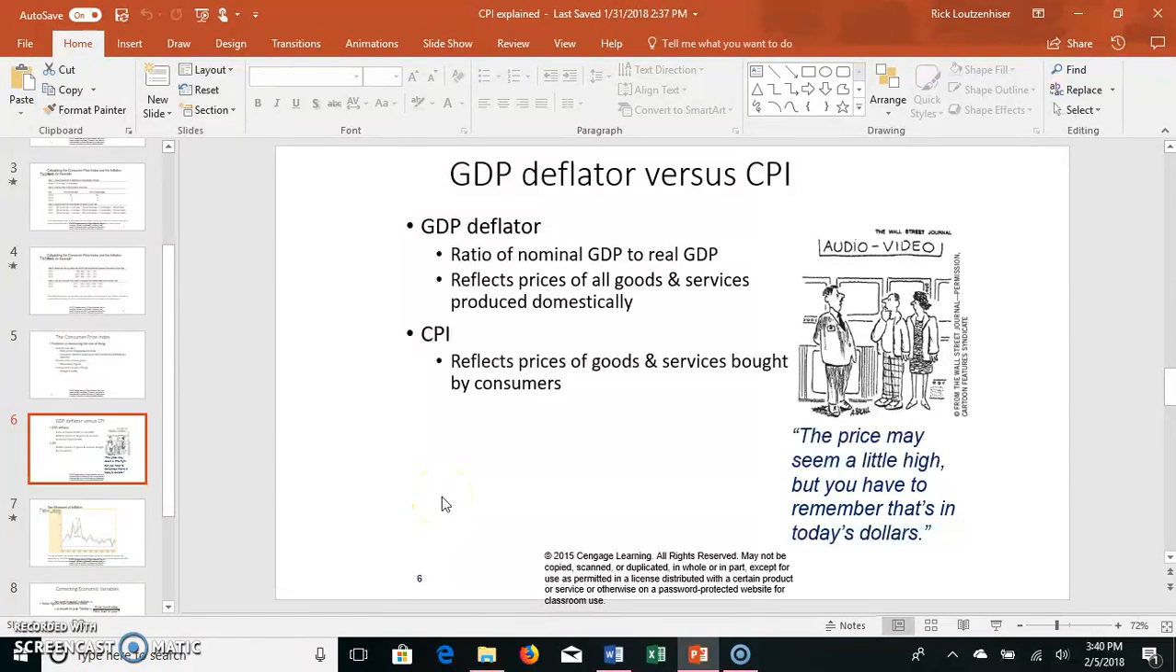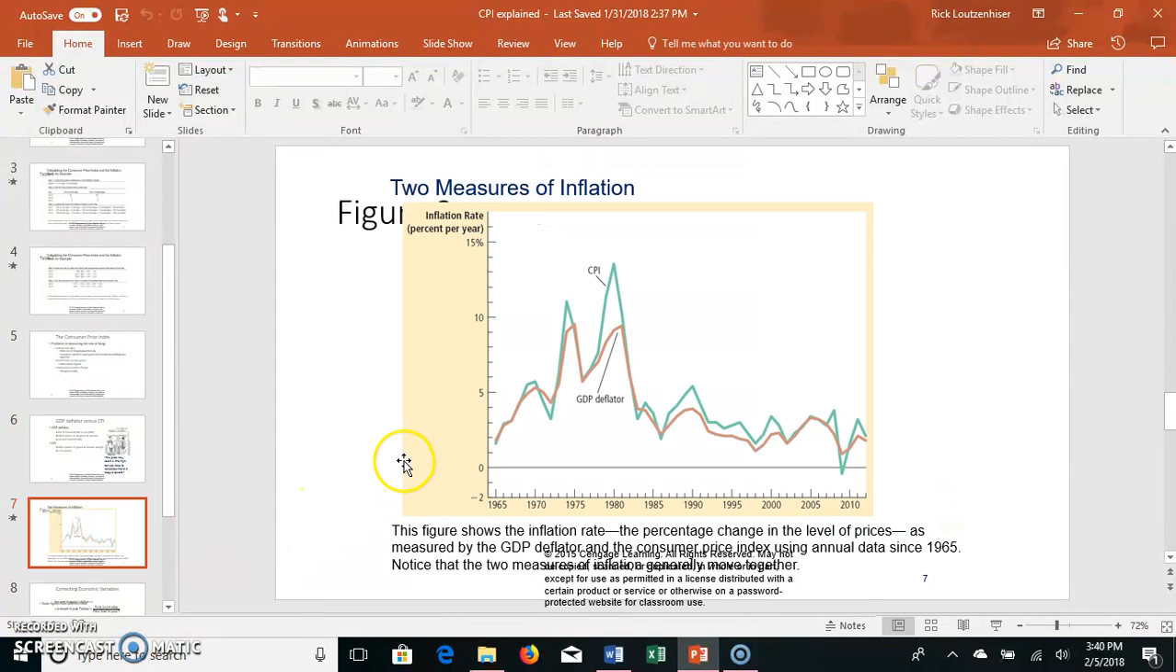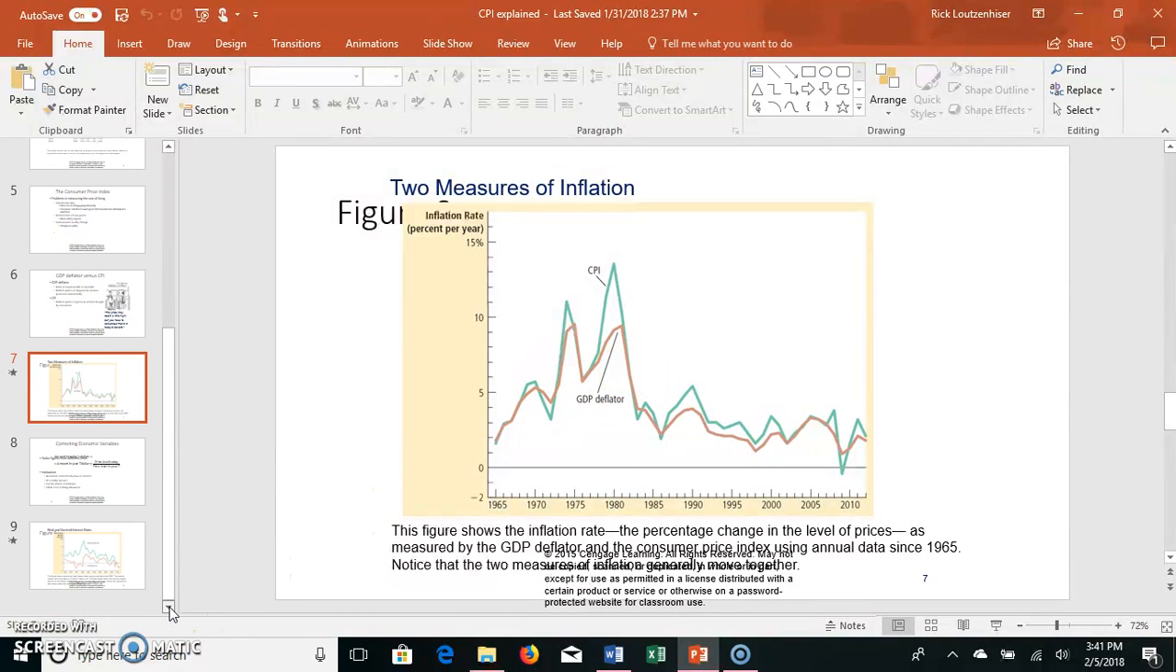All right, in the last discussion, we talked about the GDP deflator. That's the ratio of nominal GDP to real GDP, and it reflects the prices of all goods and services produced domestically. And the CPI reflects the prices of goods and services bought by consumers in a predetermined basket of goods. All right, so then there's your two measures of inflation. They do run very, very close to each other. The GDP deflator and the CPI are very similar to each other, but they're not exactly the same.